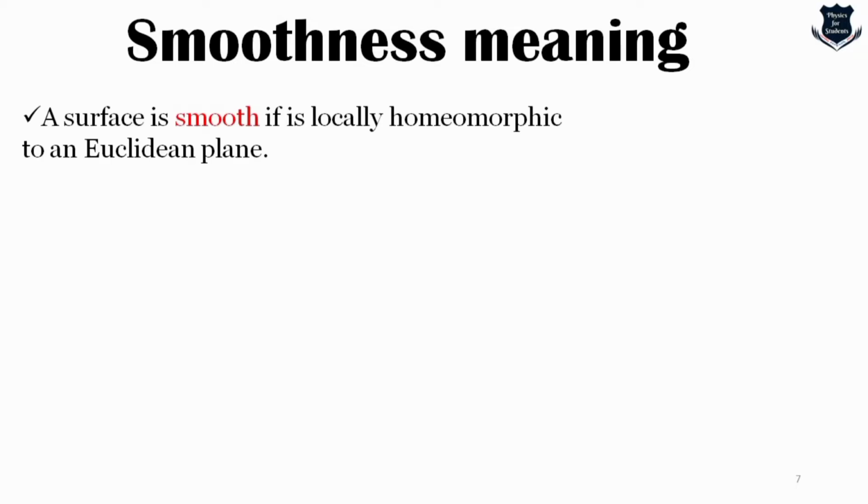In general in mathematics, the smoothness of a function is a property measured by the number of continuous derivatives it has over some domain. We will explain what we mean by continuous derivative. Here is something: a surface is smooth if it is locally homeomorphic to a Euclidean plane. Let me demonstrate what I mean by that.